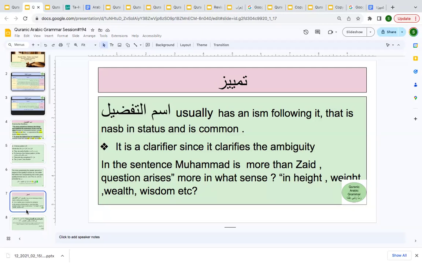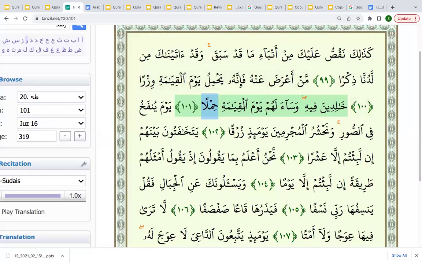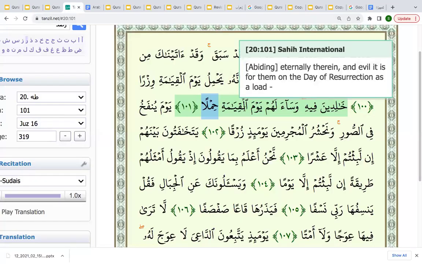If something is confusing or not clear, any fail or fi'l that is not clear, where something is left unanswered and you still don't know what this word is talking about, and a word that is there in nasb status and is common can be considered a tamyiz. When you go through your jumla failure or jumla ismiya, especially in jumla ismiya, it is very easy to pick tamyiz.